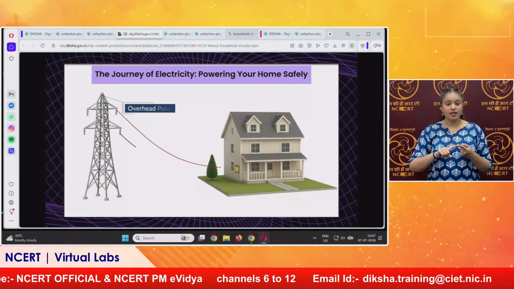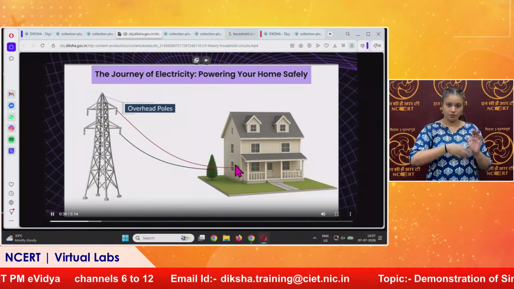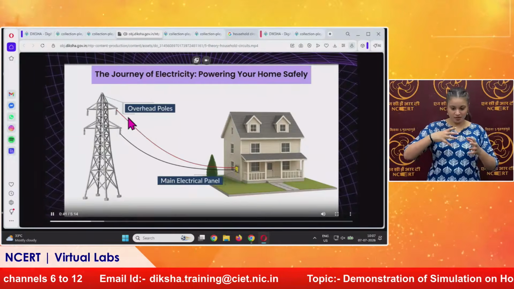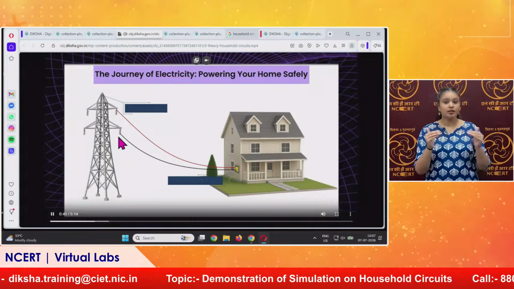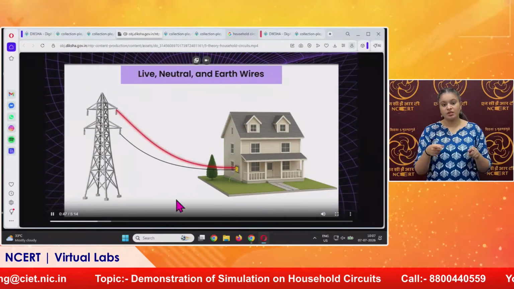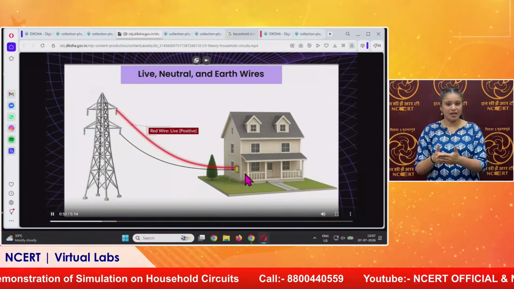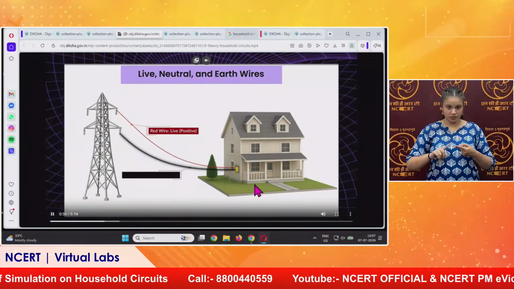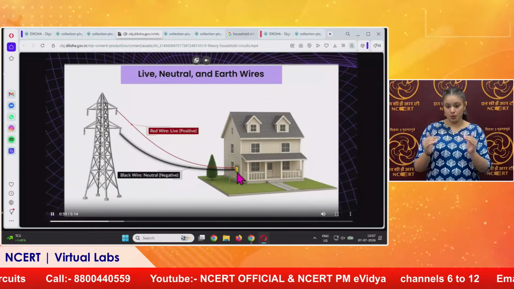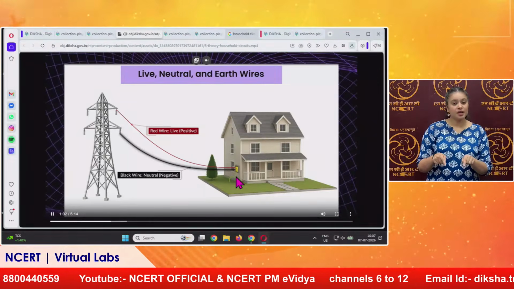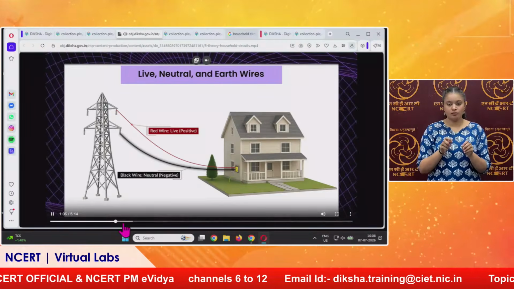We are just accessing this electric current. It is not permanent there. You can see the overhead poles, and from this pole there is a distribution box. The red color is the live wire and the black wire is the neutral wire, and then it passes on to the next household. This is the basic thing, and from here it distributes to each and every appliance. So we understand how it happens.